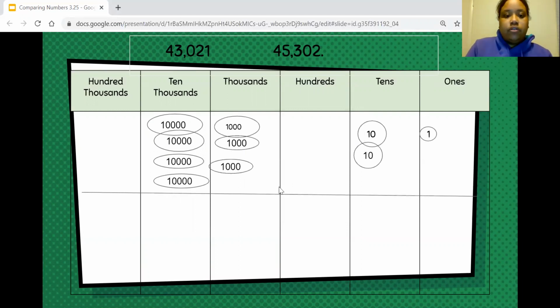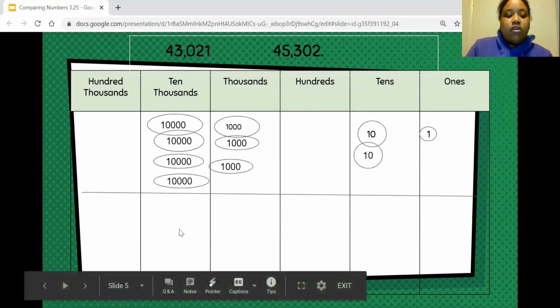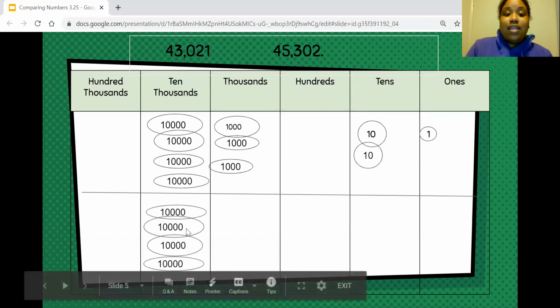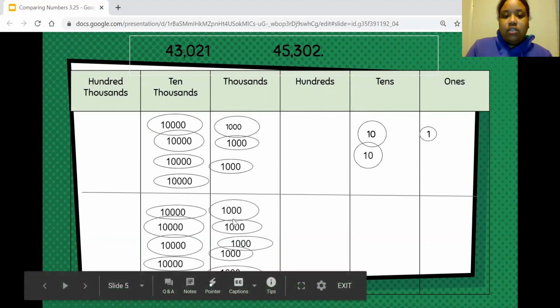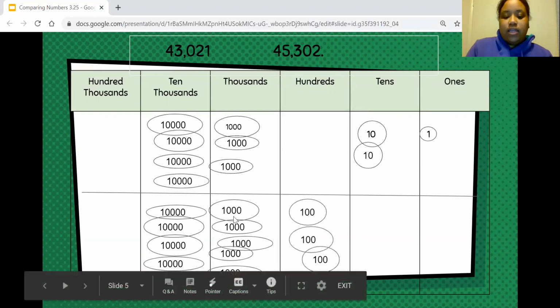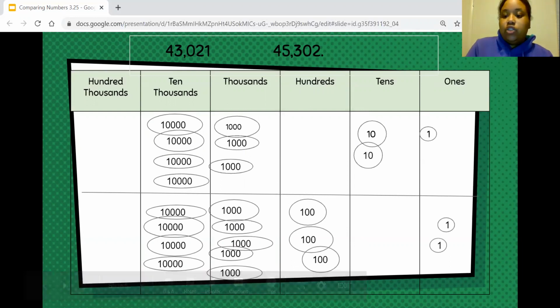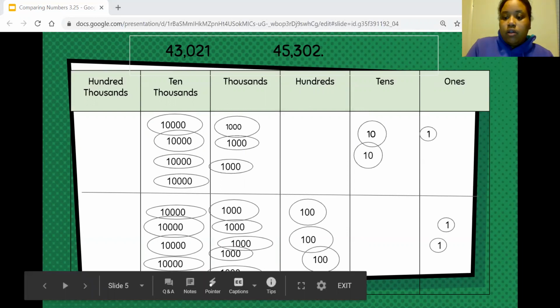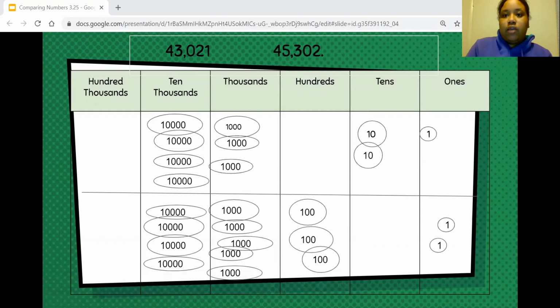Now to compare, I have 4 10,000s, 5 thousands, 3 hundreds, 2 ones. Okay, now Rocketeers, now that I've built both those numbers on my place value chart, I'm going to start comparing.